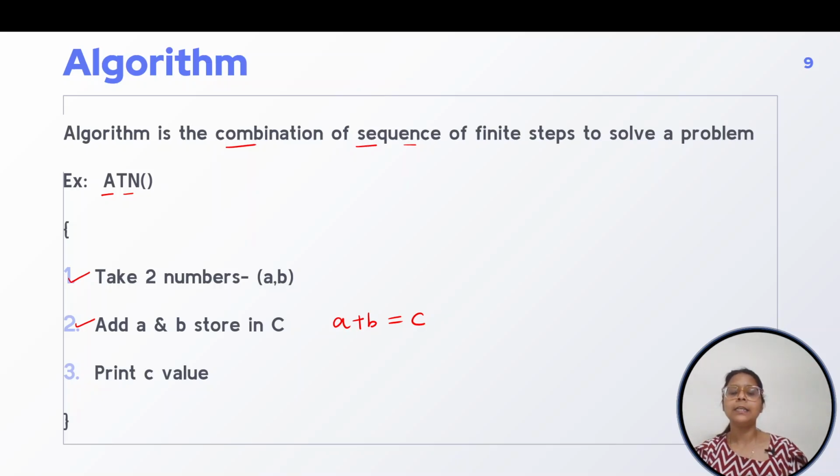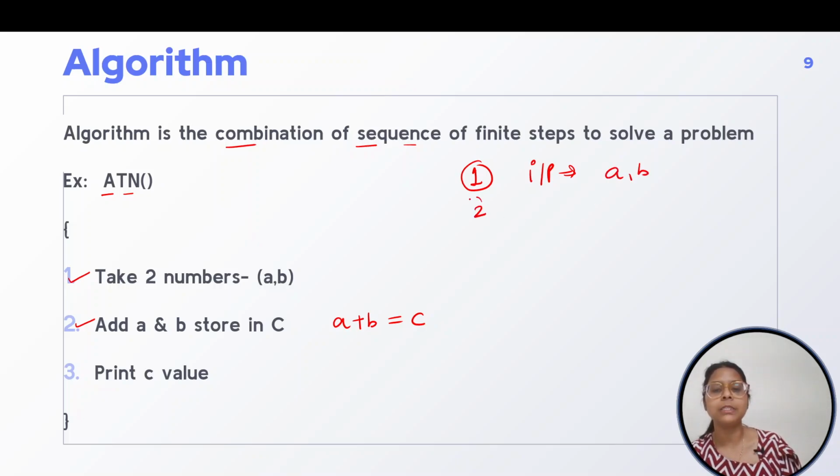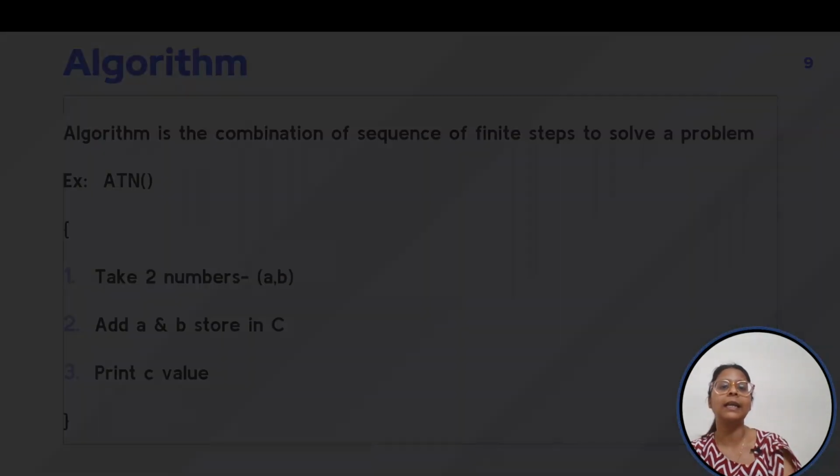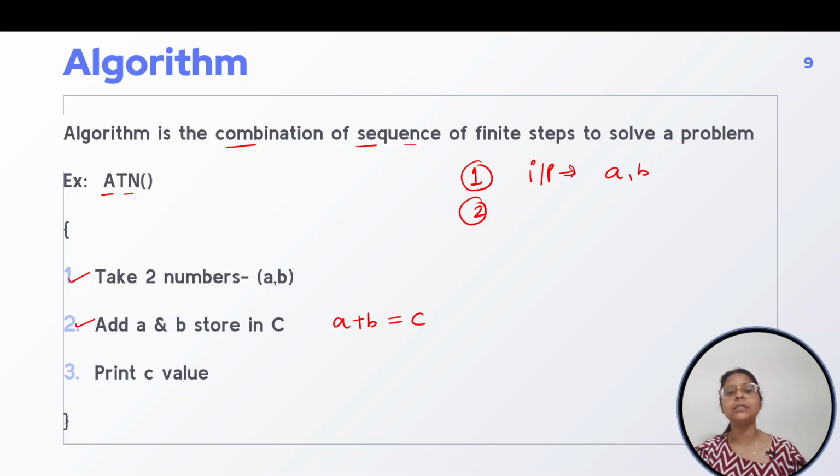Let's see how this algorithm fares on all 5 characteristics. The first is input. The input for this algorithm is A comma B, meaning zero or more inputs; I have two inputs in this problem. The second characteristic is definiteness. If you see every instruction of this algorithm, there is no ambiguous statement; all statements are clear.